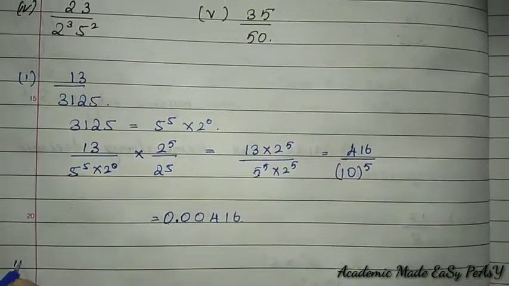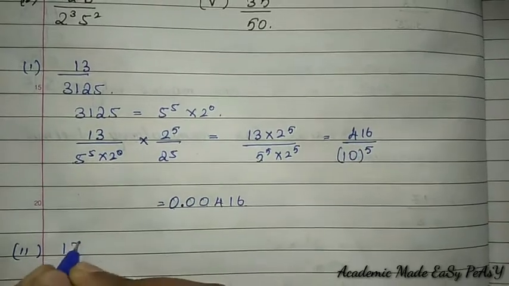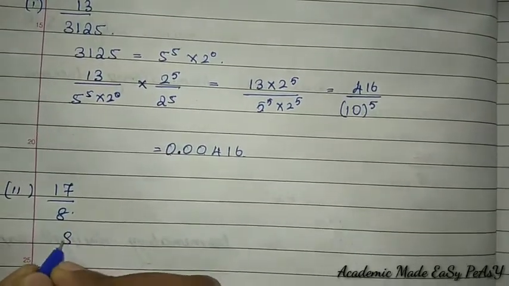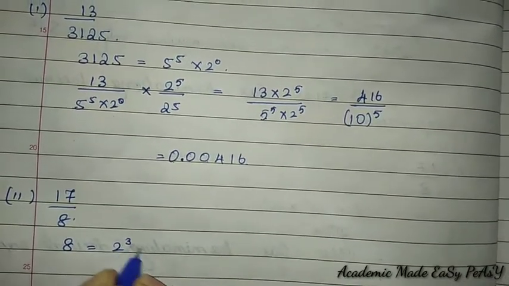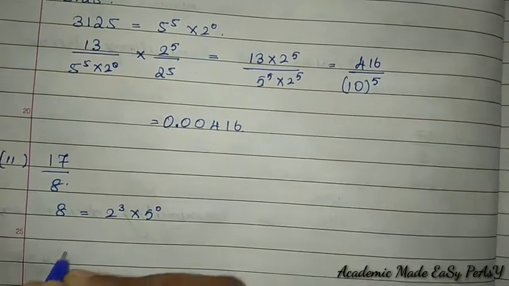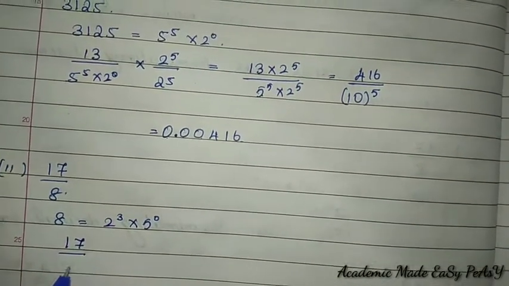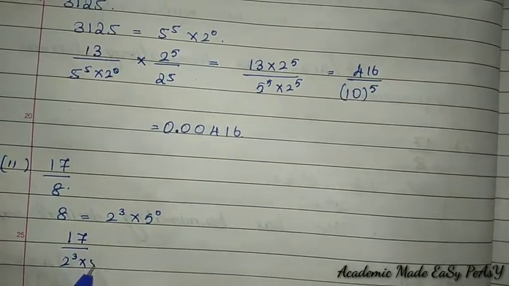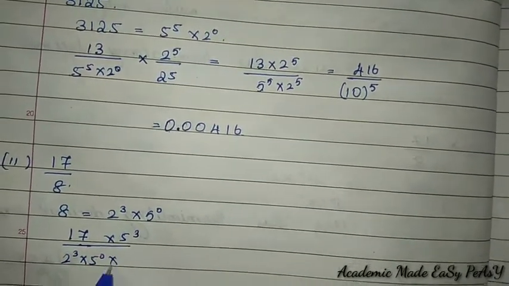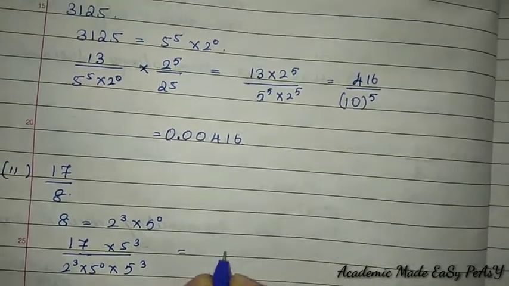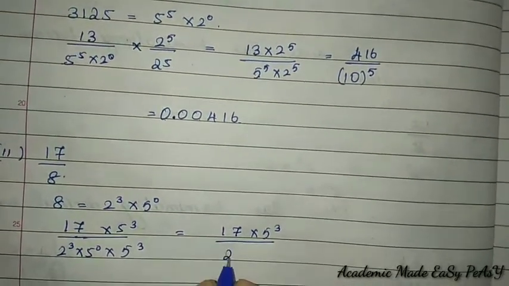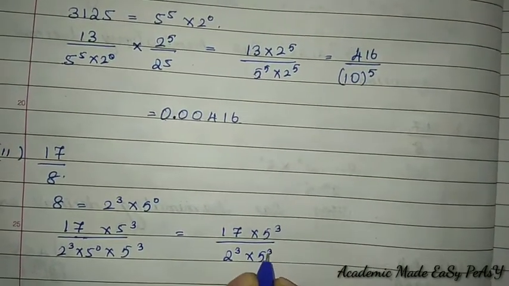Okay, so the next subdivision is 17 by 8. Now we have to look at the denominator. 8 is equal to 2 cube into 5 power 0. Now I have to multiply and divide by what to get the powers equal? I have to multiply and divide by 5 cube. So I will have 17 into 5 cube divided by 2 cube into 5 cube.